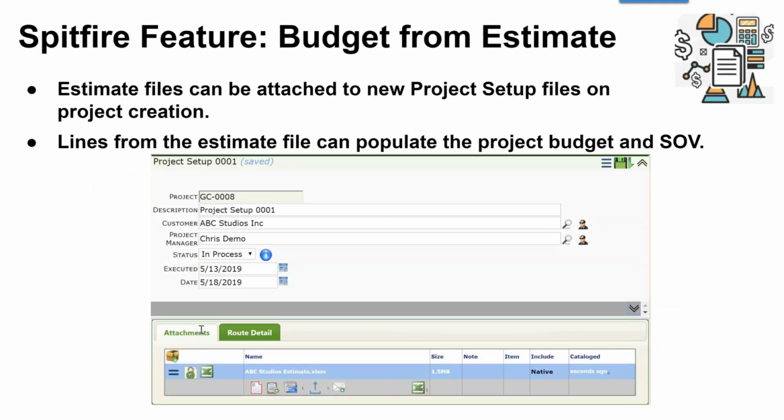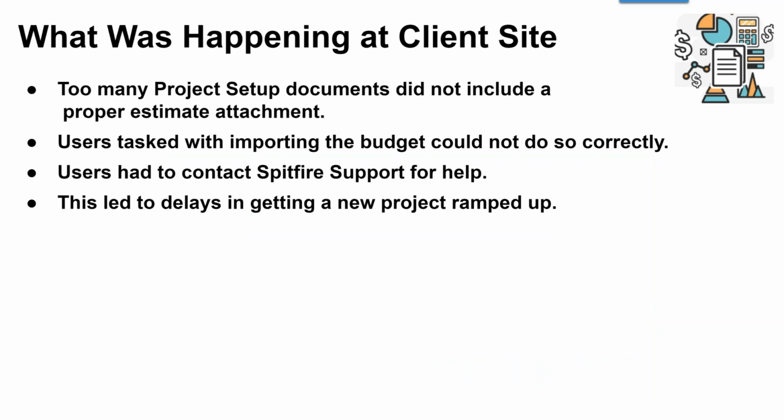What's next? Well, next, we're talking about budgets from estimates. We know that many clients use estimating software at the start of a new or potential job, and so Spitfire allows you to take that data from the estimate and use it to populate the initial project budget. A lot of our clients do that. One way to do that is to attach a special workbook to the project setup document. Some people attach it to some other doc type, but others to the project setup document. And then that information on that workbook later is used by the people creating the budget through the import wizard process. So let's see what was happening though at a particular client site.